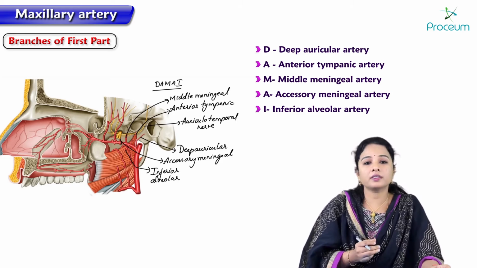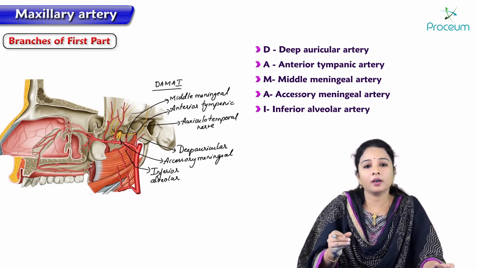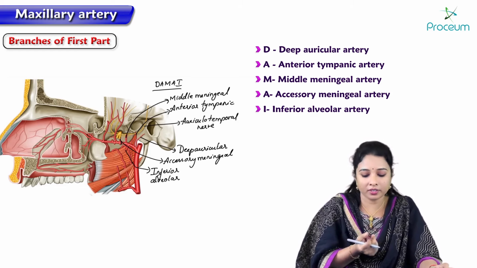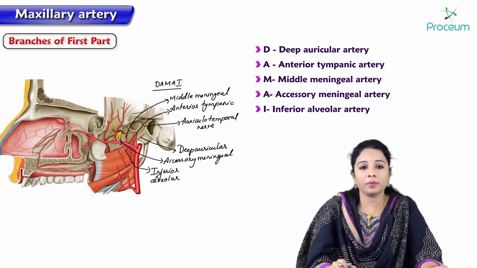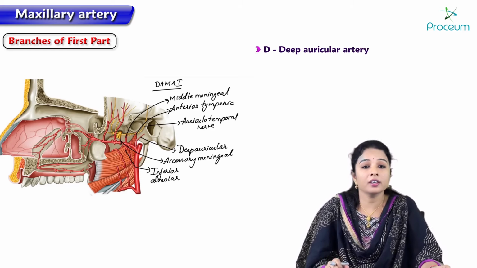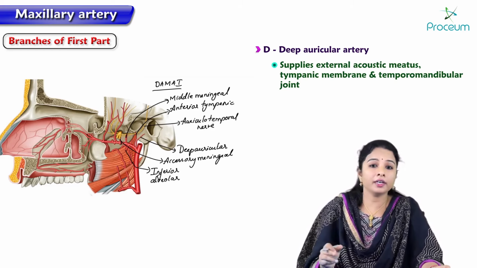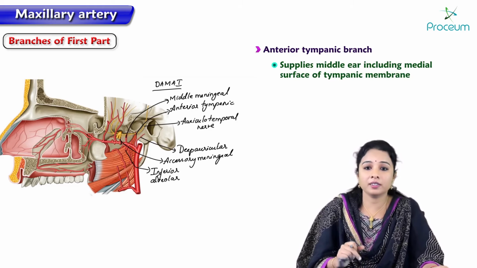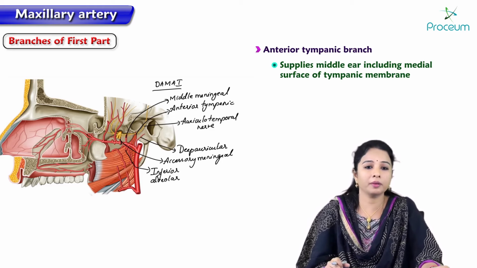Which supplies the mandible, lower jaw, forming dental arteries to supply all the teeth and its sockets. So, these are the branches from the first part of the maxillary artery. I will explain again. The deep auricular artery supplies the external acoustic meatus, tympanic membrane and temporomandibular joint. The anterior tympanic branch supplies the middle ear, including the medial surface of the tympanic membrane.